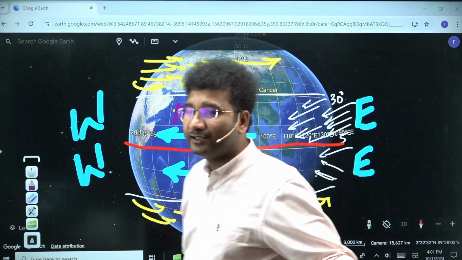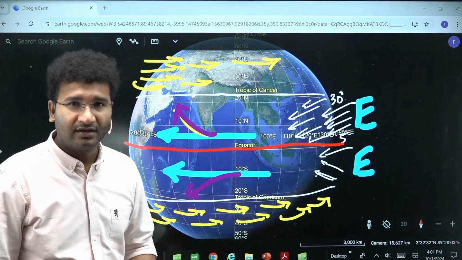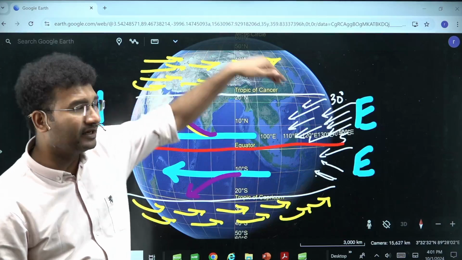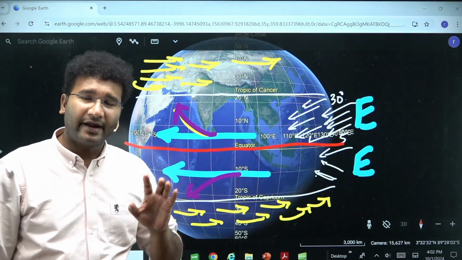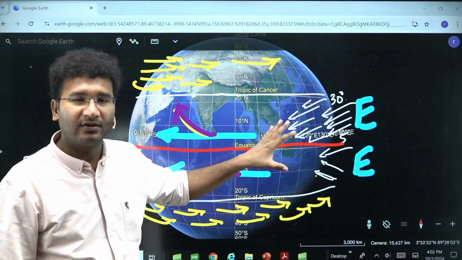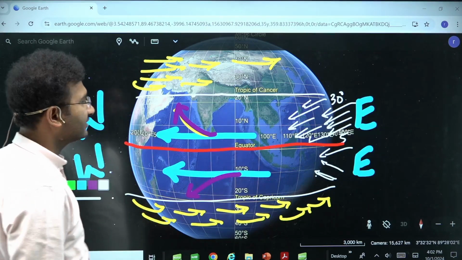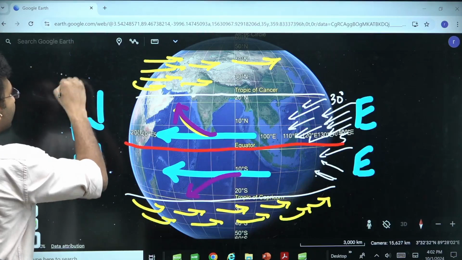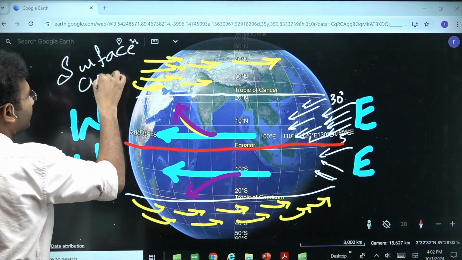So let me try to explain in detail how the water moves and what are the names of the currents that are given to you, right? And whatever we are going to learn now is the surface water. This is your surface currents.